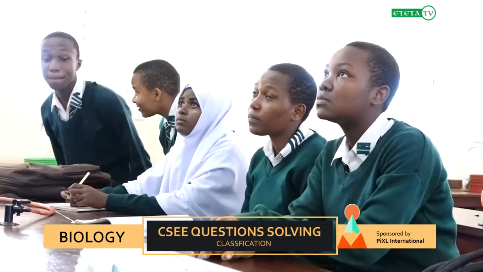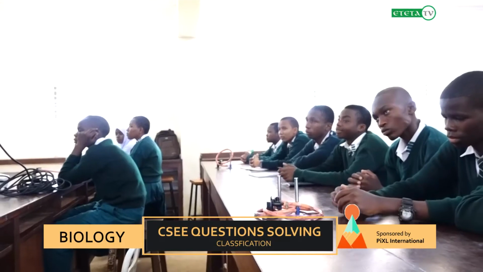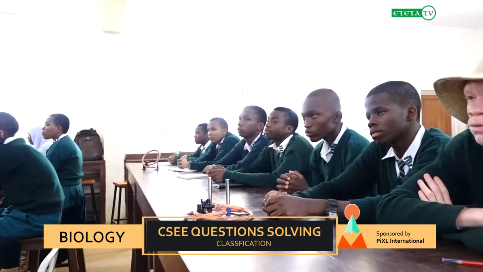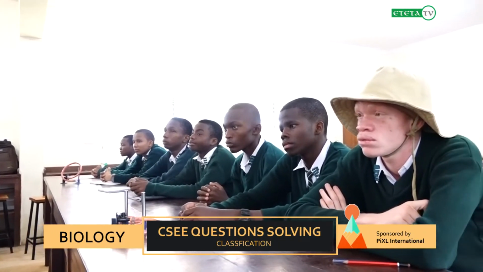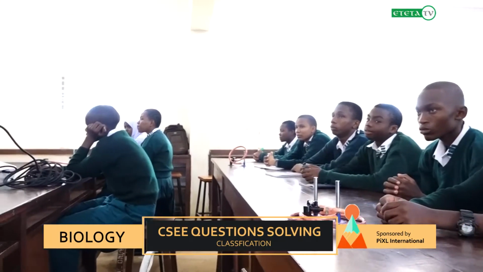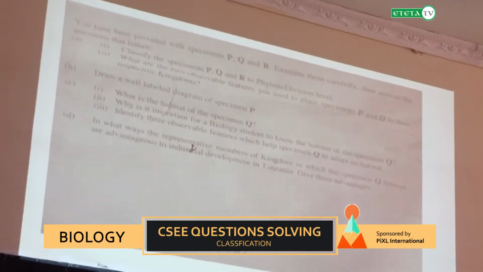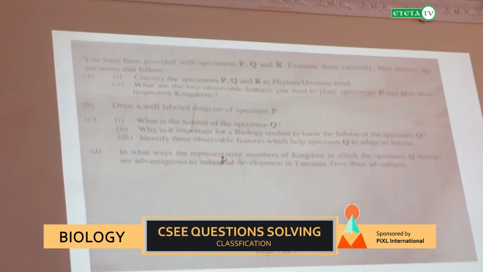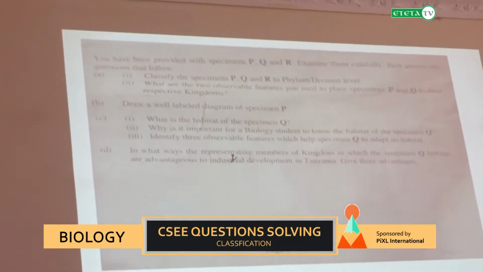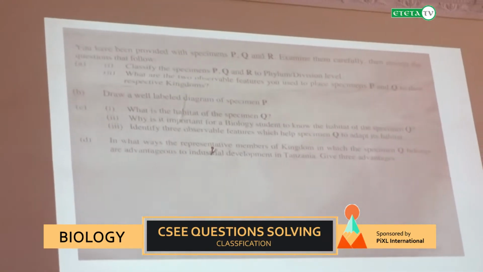Now read the questions. This is the question. You have been provided with the specimens P, Q, and R. You as examiner, examine them carefully. Then answer the questions that follow. So you are provided with the specimens P, Q, and R. You have to observe the specimens, examine the specimens, and then answer the questions that follow.